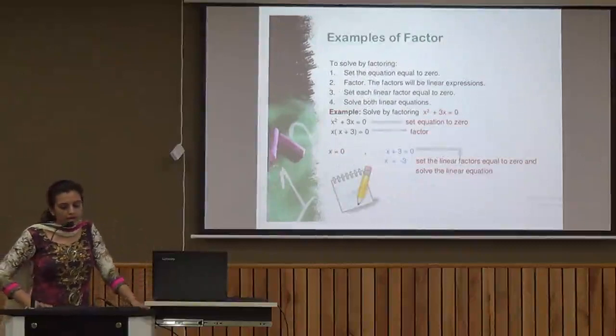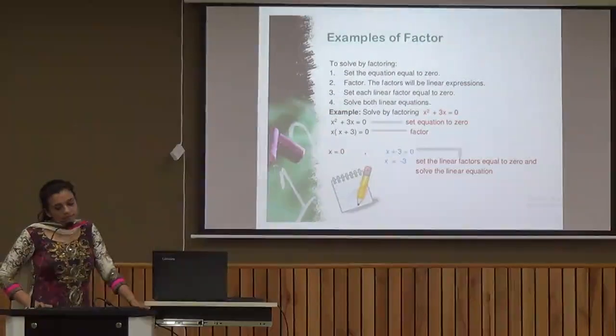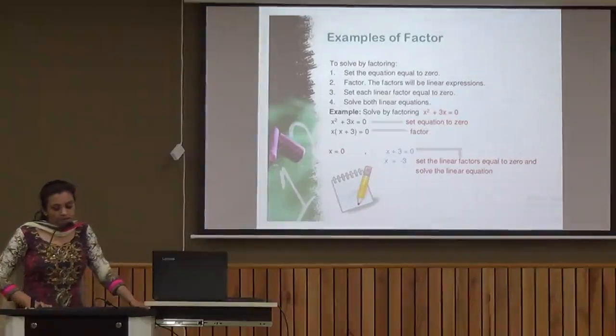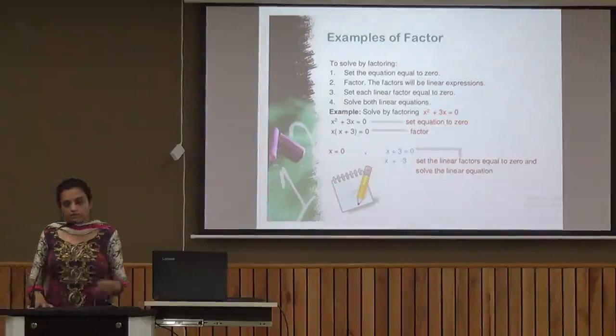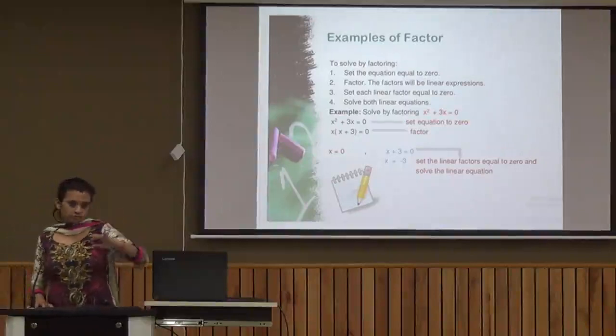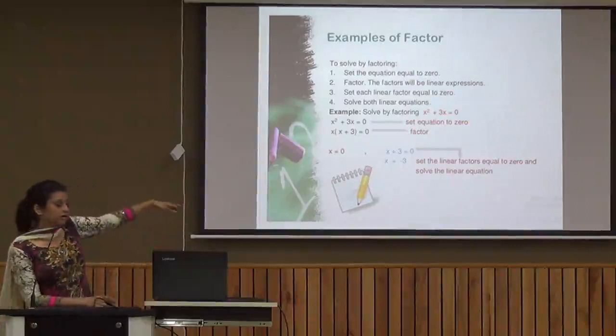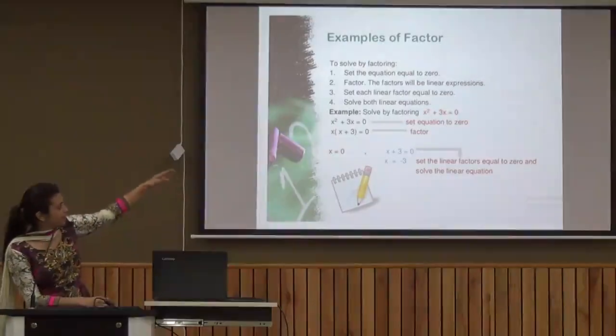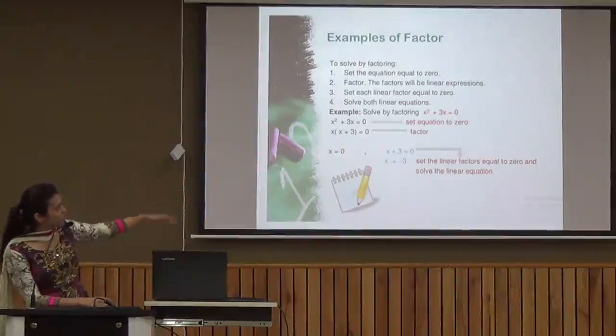Examples of factors. To solve by factoring, set the equation equal to 0. And what about factors? The factors will be linear expressions. Set each linear factor equal to 0. Solve both linear equations. See, x squared plus 3x plus 0, take out x as common. So you get x times x plus 3 equal to 0. Now, if the product of two terms is 0, that means either the first one is 0 or the second one is 0. Here, x times x plus 3 is 0, so that means either x is 0 or x plus 3 is 0. So you get x equal to 0, and x plus 3 equal to 0 gives you x equal to minus 3.